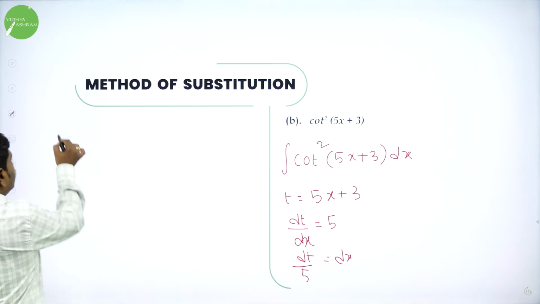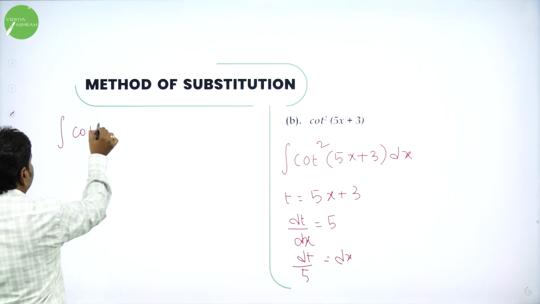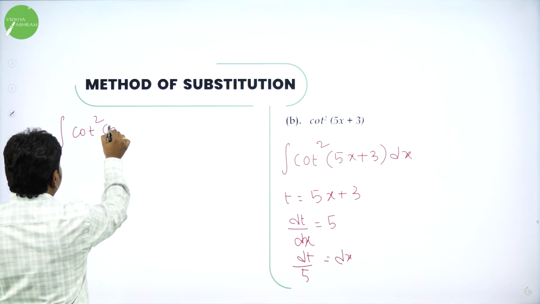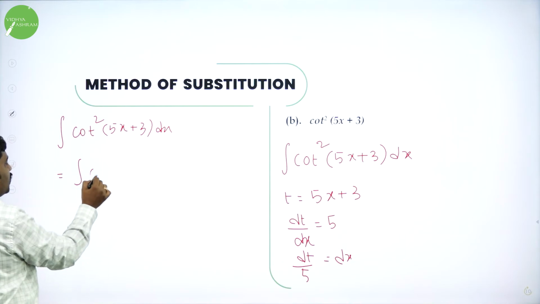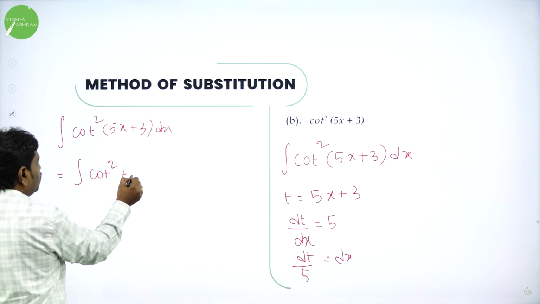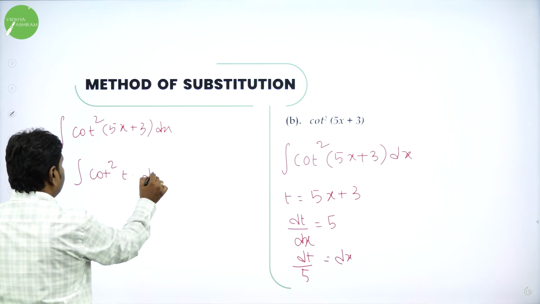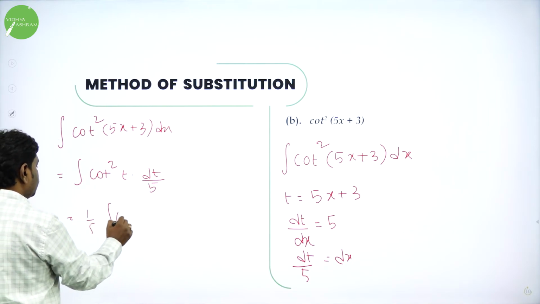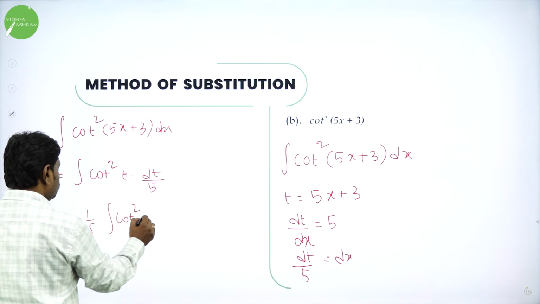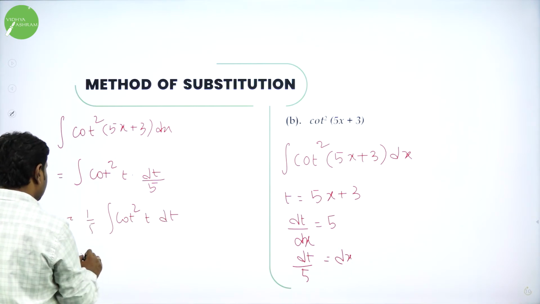Rearranging. So now, given the problem, integration of cot square (5x plus 3) dx can be written as integration of cot square t dx. Instead of dx you can write dt divided by 5. 1 by 5 is constant, take it out. Integration of cot square t dt, that is 1 by 5.